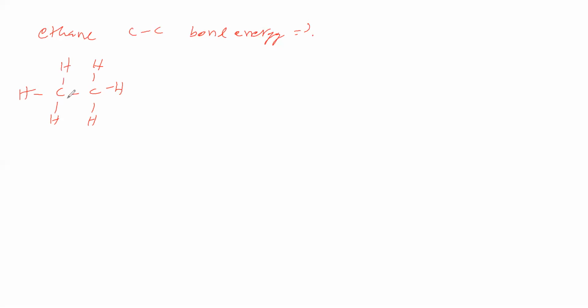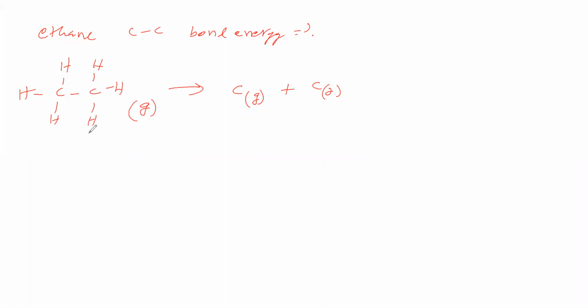In ethane, two carbons are there. Between two carbons, a single bond is there. Ethane physical state is gas. Now we want the C-C bond energy. That means let us break the C-C bond. Okay, we have broken the C-C bond.